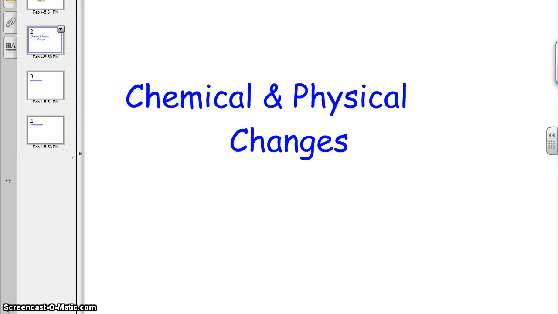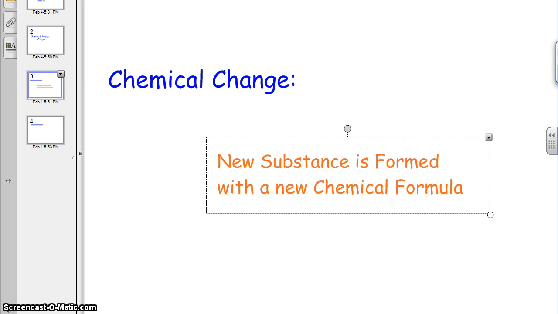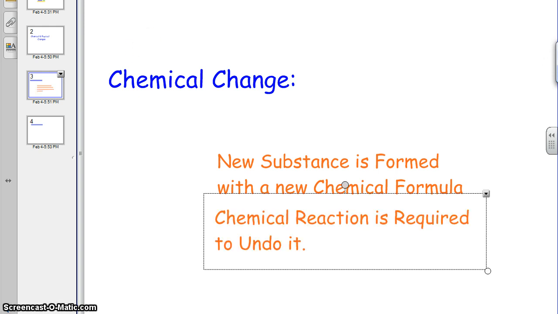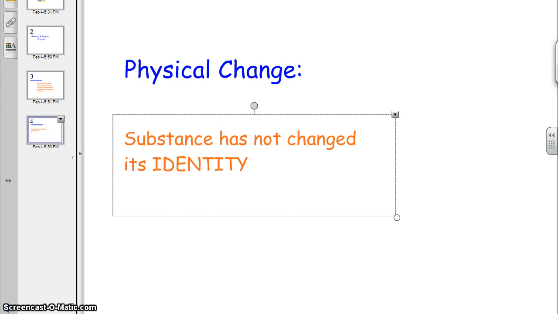So what is the difference between a chemical and a physical change? Well, for starters, chemical changes occur when new substances are formed, and those new substances have a new chemical formula that's different from the last. A chemical reaction is required to undo a chemical change because a chemical reaction has occurred.